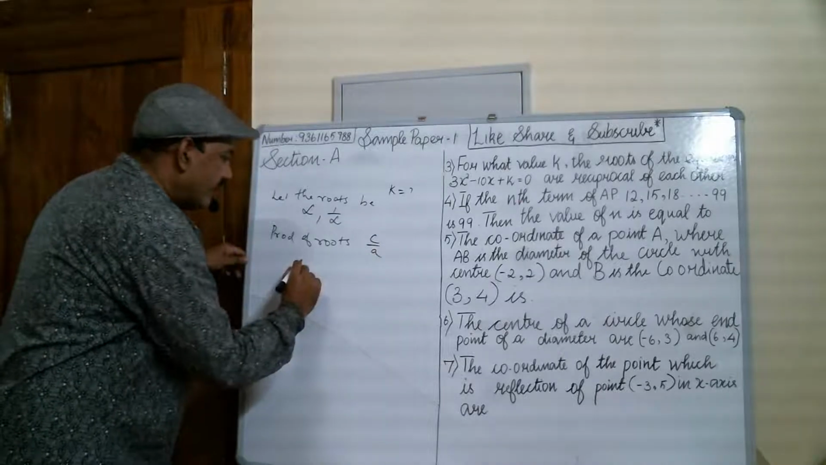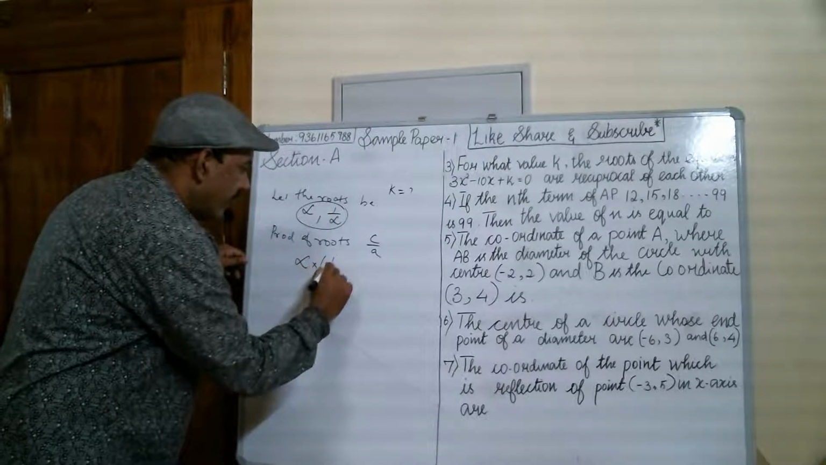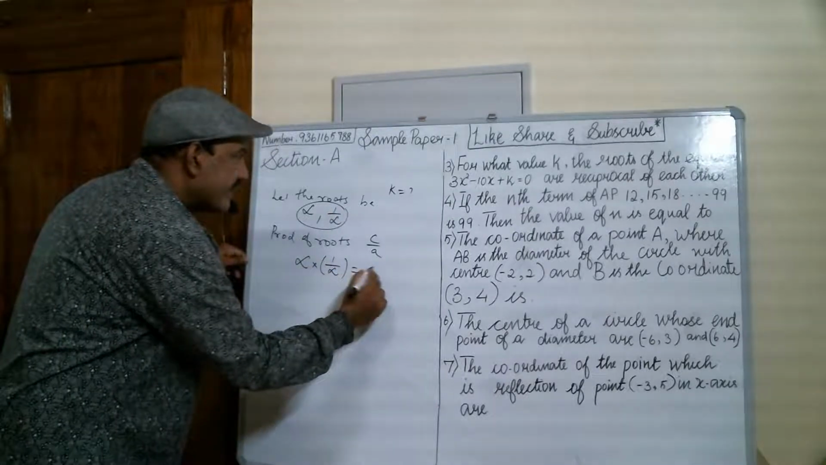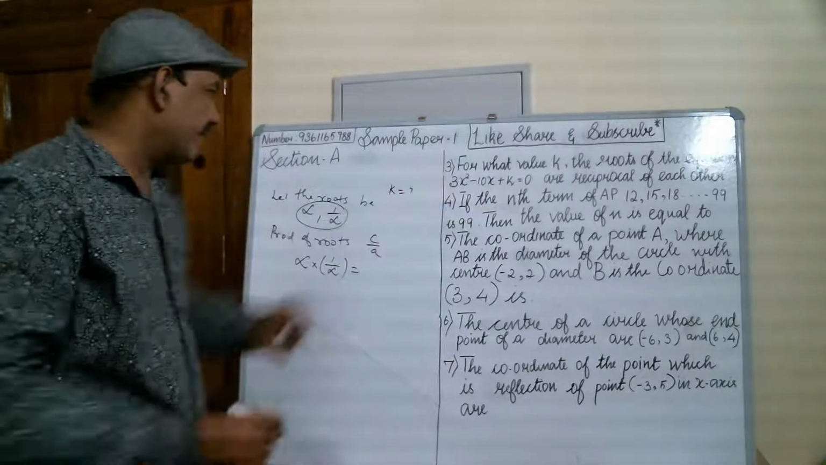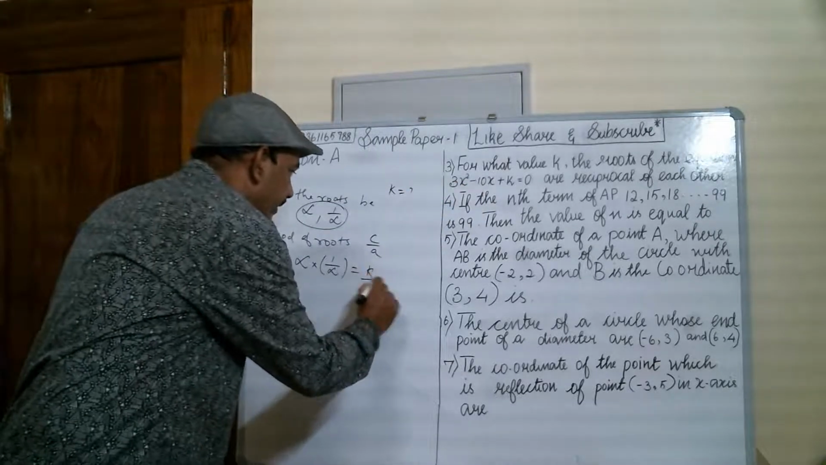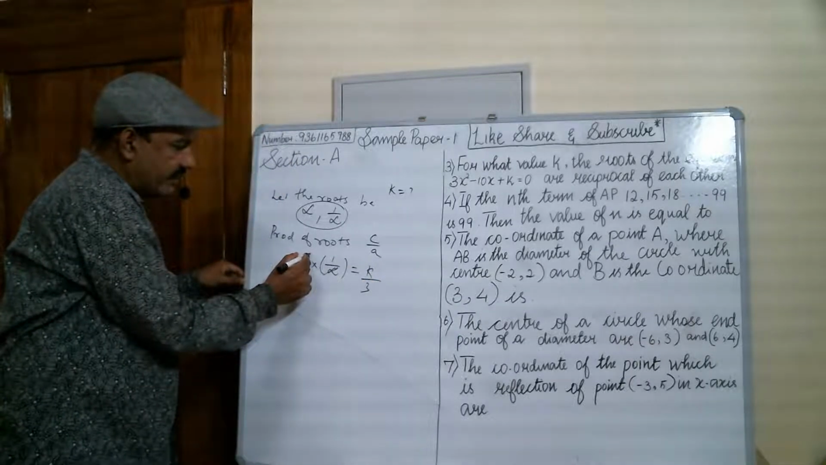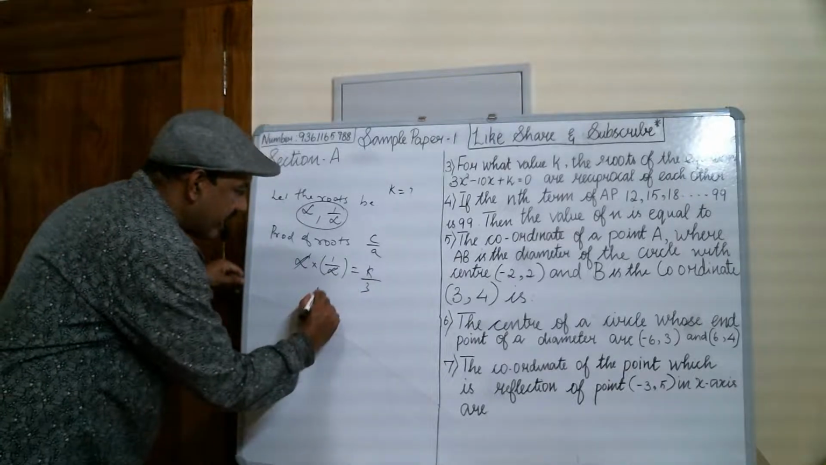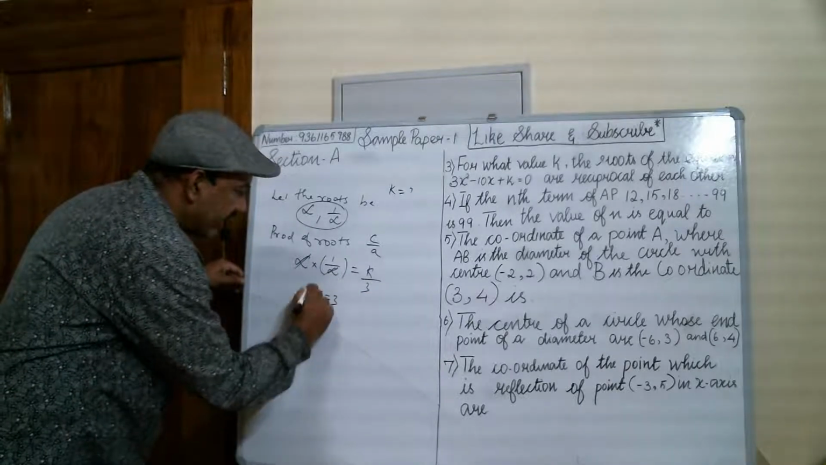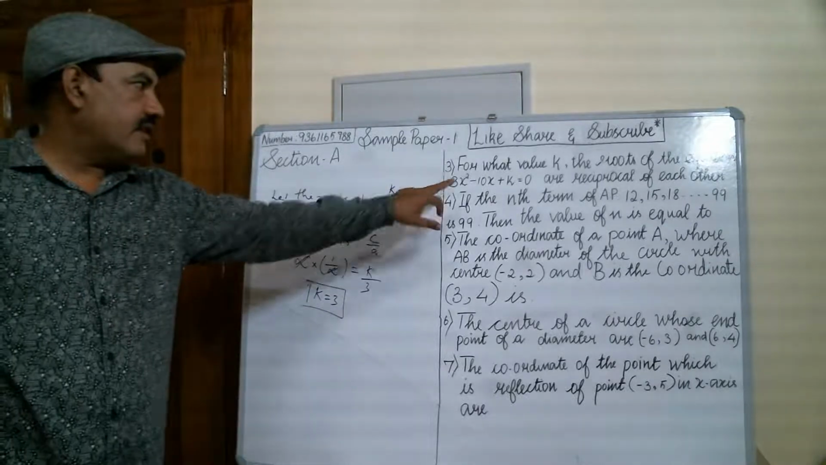So we know the product of the roots, that is alpha into 1 by alpha, equal to c by a. c is k, a is 3. So cancelling, the denominator alpha and the numerator alpha will get cancelled. So you are getting k by 3 is equal to 1. By cross multiplication, you are getting k is equal to 3. Now I'll explain this in Tamil.